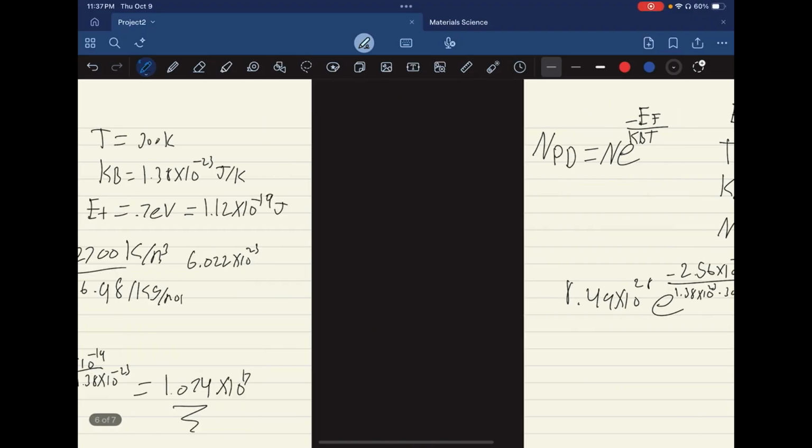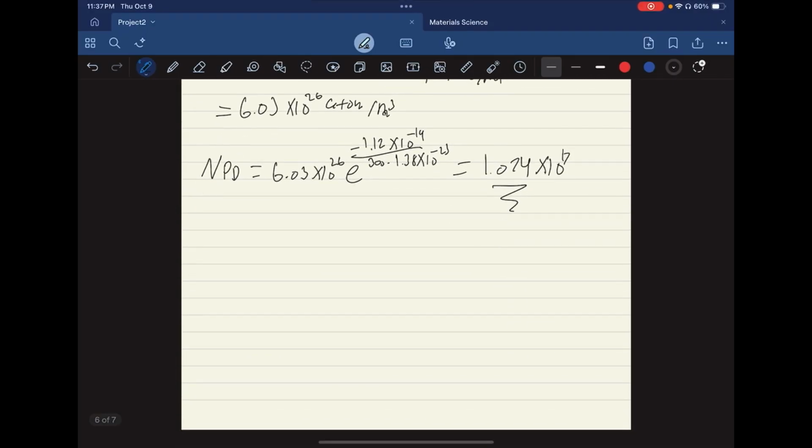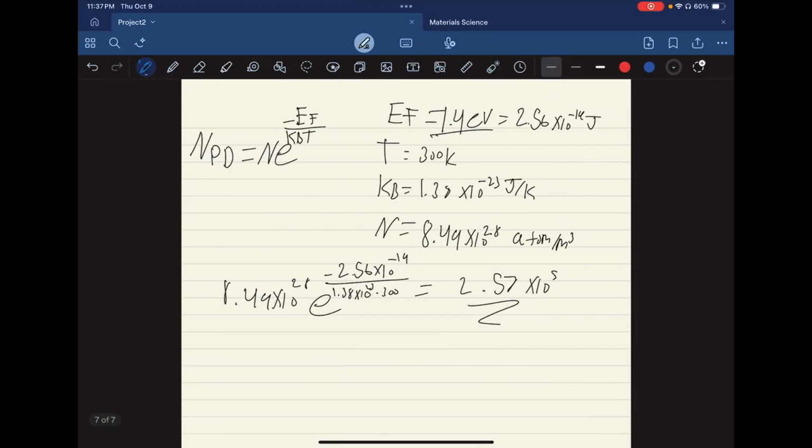As you can see, the number for iron is significantly smaller than the number for aluminum, which indicates that the aluminum has more defects and will have a lower Young's modulus.